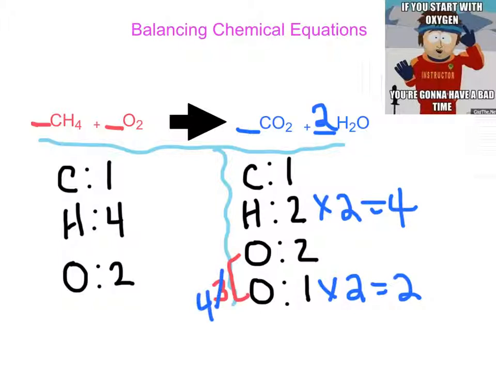Okay, so my C's are still matching. My H's are now matching. My O's are off a little bit, but this is why I waited till the end to do the O. So now if I take the O2 and I multiply it to make it 4, I only need to multiply by 2 to do that, and that will give me 4. So when I put a 2 in front of that, I end up with a balanced equation.